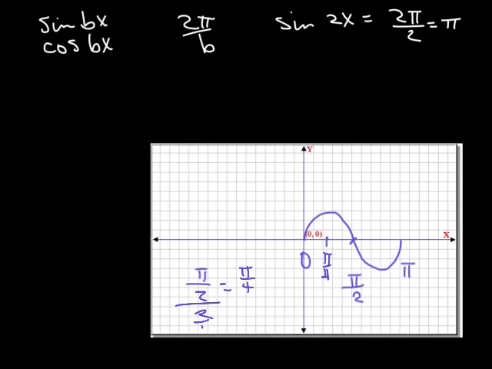The distance to where this point is would be half the distance between pi over 2 and pi. So what is the distance between pi over 2 and pi? Well, if I took pi and subtracted pi over 2 from it, that would give me this full distance here. So this full distance here would be pi over 2.